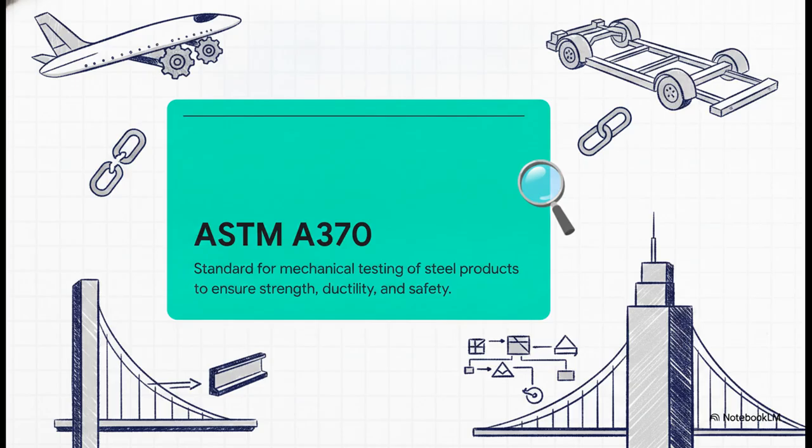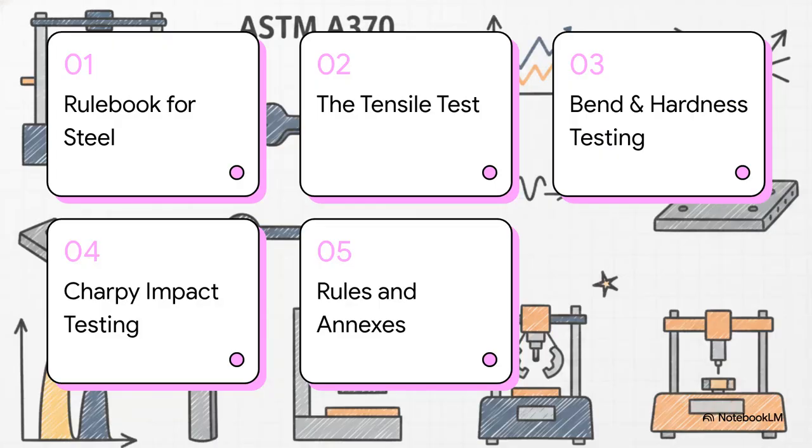Whether we're talking about the aerospace industry, automotive manufacturing, or gigantic construction projects, catastrophic failure is avoided precisely because this single document dictates exactly how we evaluate these materials. It basically provides a rock-solid, universally understood baseline for researchers, engineers, and quality assurance teams all around the globe. Okay, let's dive into this.